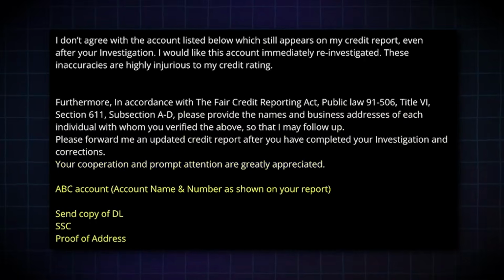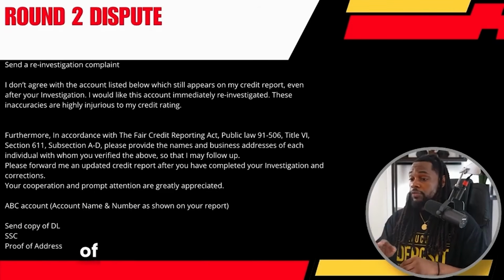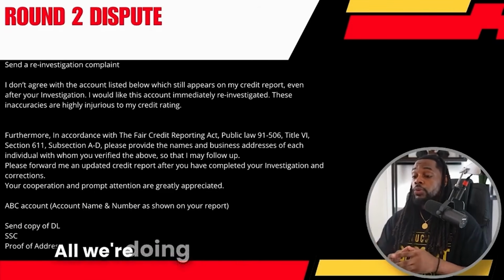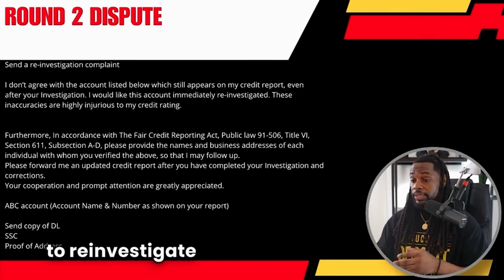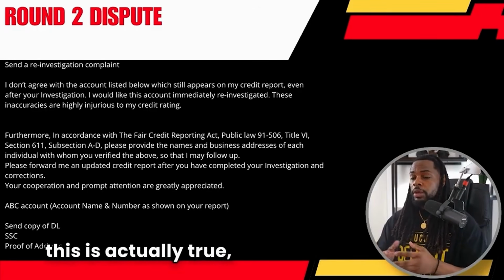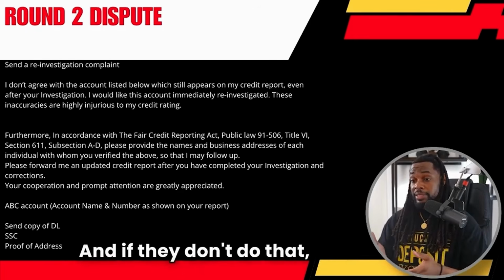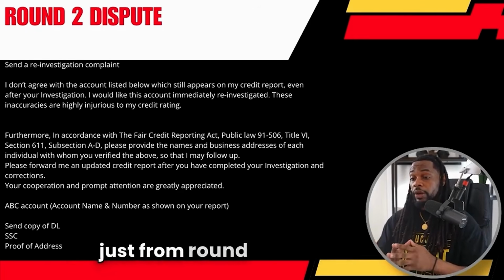And then you will put the same information, the account name, the account number, send driver's license, copy of social, and proof of address. You do not send any factual disputes or a picture of your credit report yet. All we're doing is asking them to reinvestigate and say, hey, if you did this investigation, if this is actually true, provide me with exactly how you did it. All right. And if they don't do that, sometimes you get a deletion just from round 2.